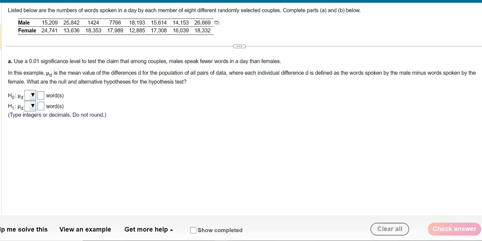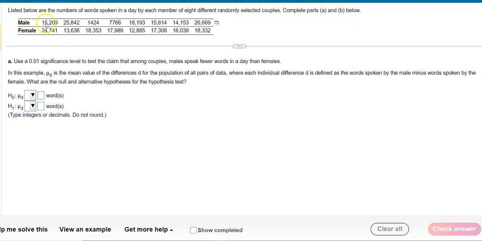In this video, we're going to go over how to do a hypothesis test for two means which are matched pairs. So this question says, listed below are the numbers of words spoken in a day by each member of 8 different randomly selected couples. Complete parts A and B below.